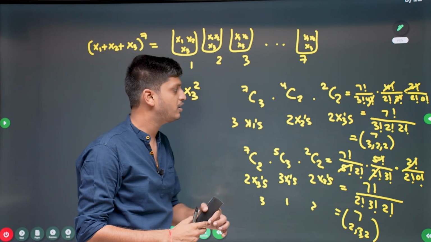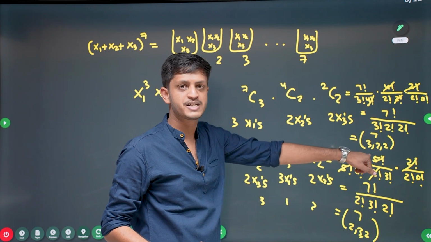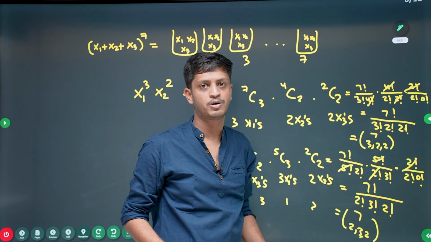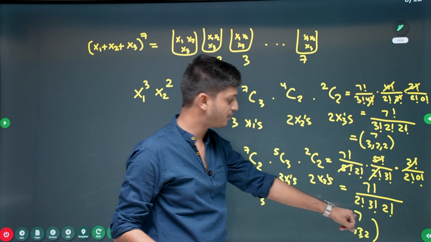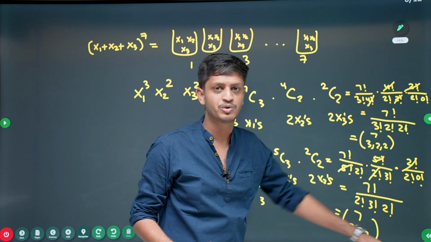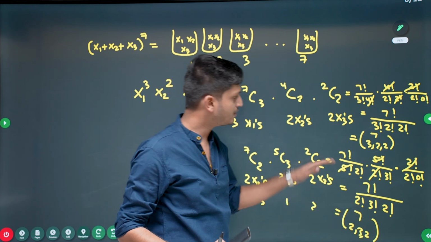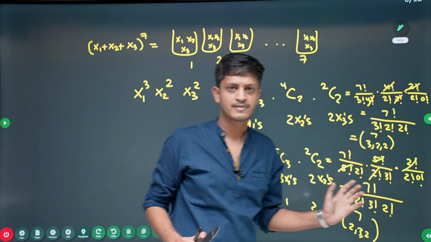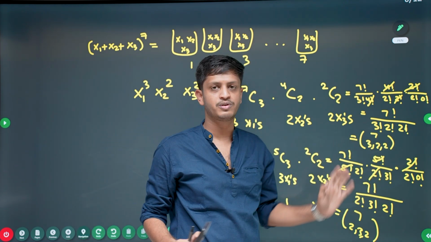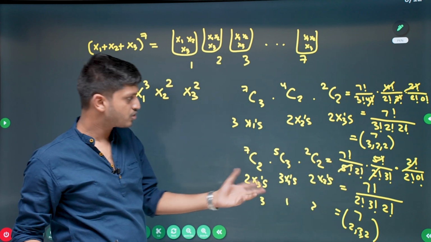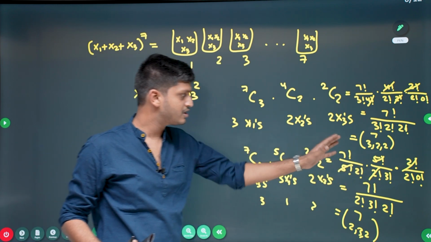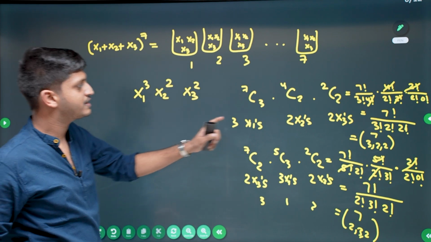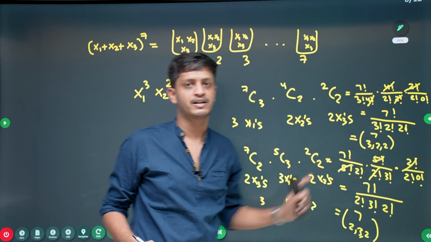Basically, from 7 objects you are picking 3 objects, then from the remaining objects you are picking 2, and then from the remaining you are picking 2. Here also, from 7 you are picking 2, then 3, then 2. So the order doesn't matter; the total number of objects you are picking is 7, and you are picking 3, 2 and 2: 3 x1s, 2 x2s and 2 x3s. In which order you pick, it doesn't matter. So this is what 7 choose 3 comma 2 comma 2 is like.